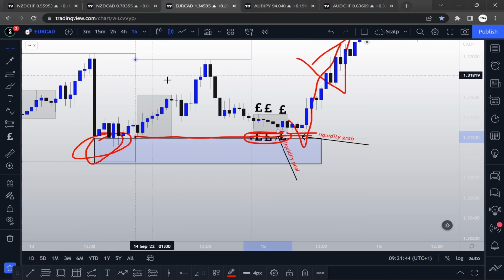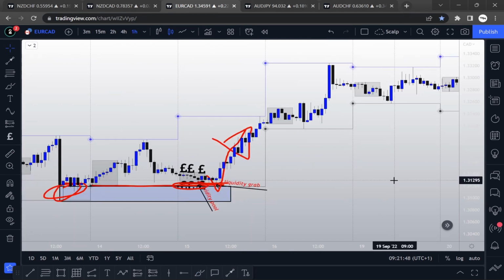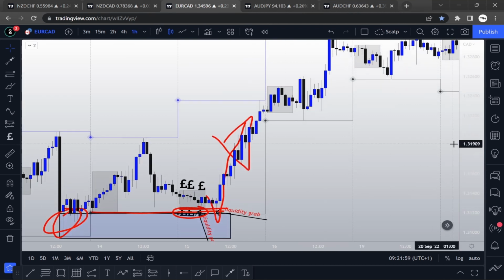So that was a quick video explaining to you where the sections in the market are where liquidity gets grabbed and how it gets grabbed by the liquidity grab, liquidity pool and liquidity grab.